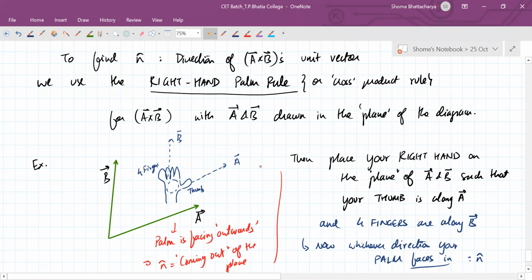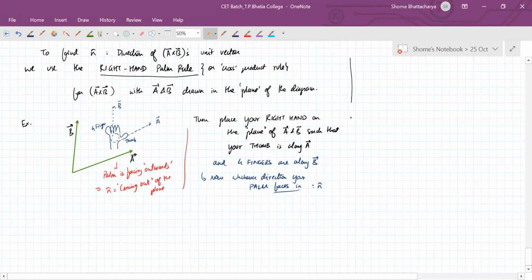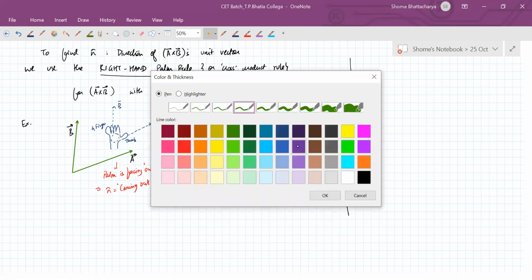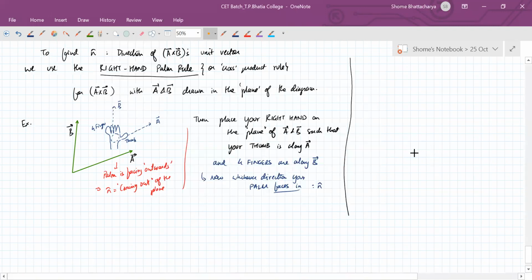Okay. So likewise, I'll show you an example where the opposite is happening. But these are the two possibilities. Either n cap will be coming out of the plane or going into the plane. So how do we determine which of the two is happening? To determine that, we use the right-handed palm rule. So before you note all this down, let's look at another example.